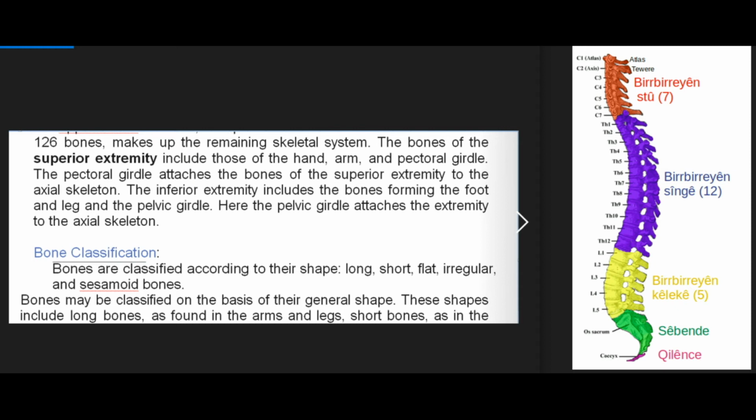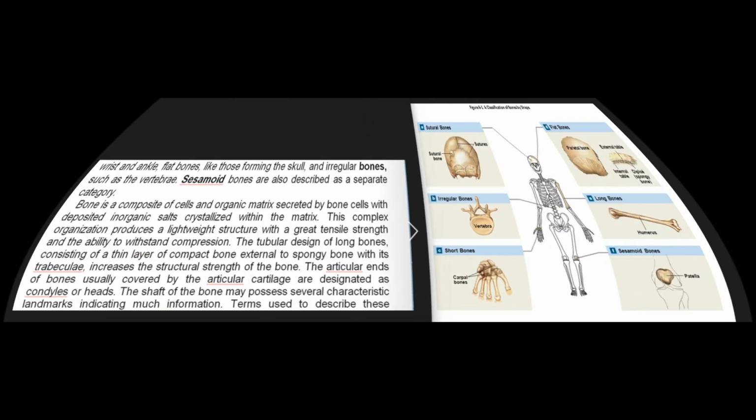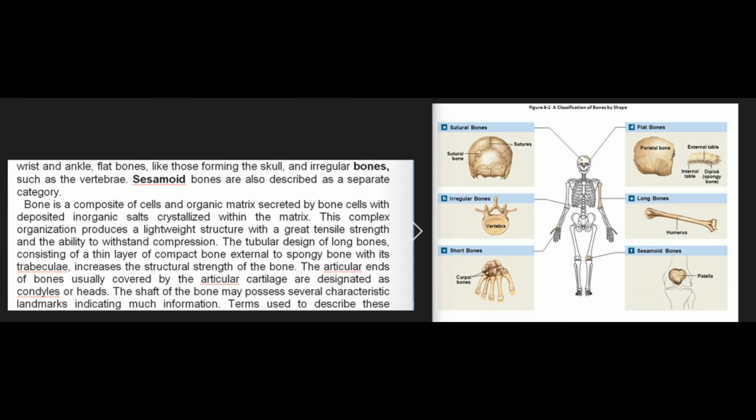Bone classification. Bones are classified according to their shape: long, short, flat, irregular, and sesamoid bones. Bones may be classified on the basis of their general shape. These shapes include long bones, as found in the arms and legs, short bones, as in the wrist and ankle, flat bones, like those forming the skull, and irregular bones, such as the vertebrae. Sesamoid bones are also described as a separate category.